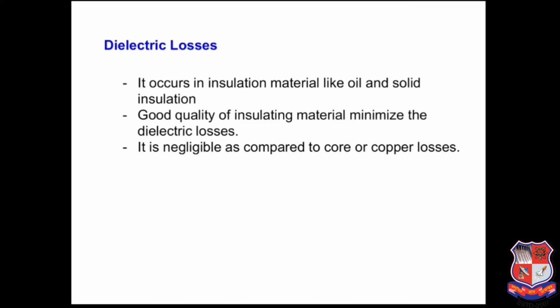Dielectric losses generally occur in insulating material like oil or cellulosic paper, which is the solid insulation used in the transformer. When oil deteriorates or solid insulation ages or gets damaged, its quality decreases, and because of this the efficiency of the transformer is affected. The percentage of these losses is very small compared to iron and copper losses, so generally these losses are neglected.